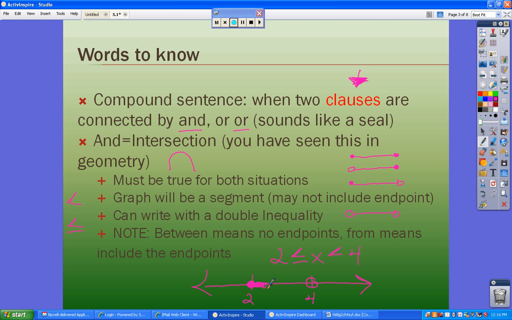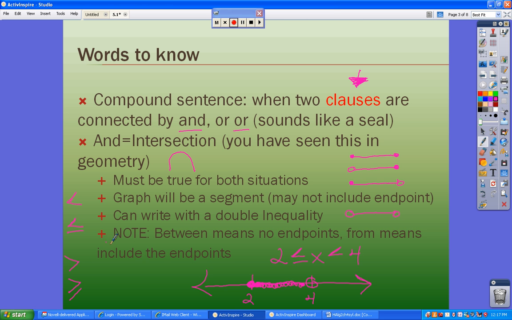This is the segment in between here. We're talking about numbers that are bigger than 2 and less than 4, so that happens in this region. All of these values on that segment will make this true. This is the double inequality, and this is the graph. This is the greater than sign, and that's the greater than or equal to sign. These are the signs we're going to be dealing with today.